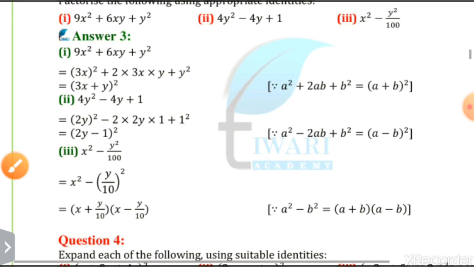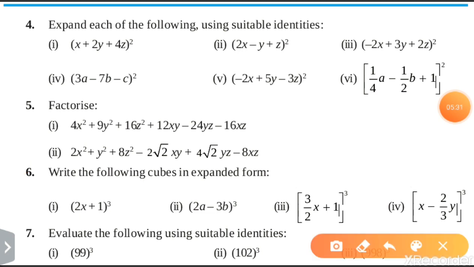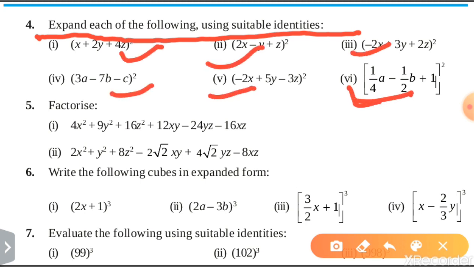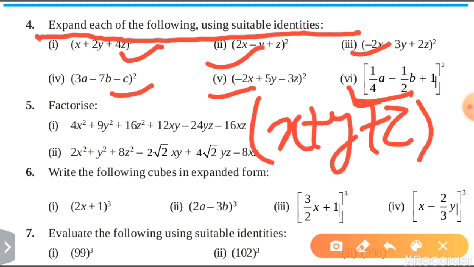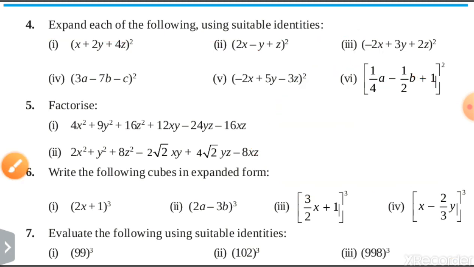Now we will move to question number 4. In question number 4, you can see that expand each of the following using a suitable identity. You can see that all these questions are based on the identity (x plus y plus z) whole square, and the answer is x square plus y square plus z square plus 2xy plus 2yz plus 2zx. This is the formula, and you have to solve all these questions with the help of the same formula.